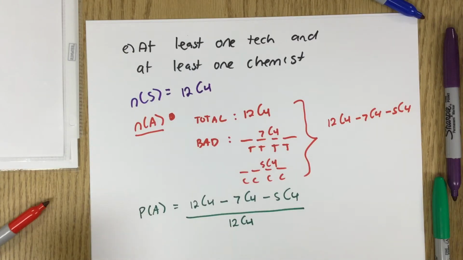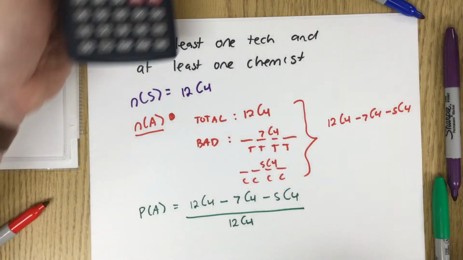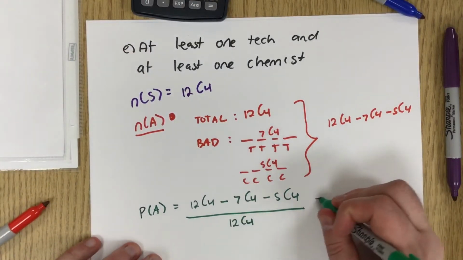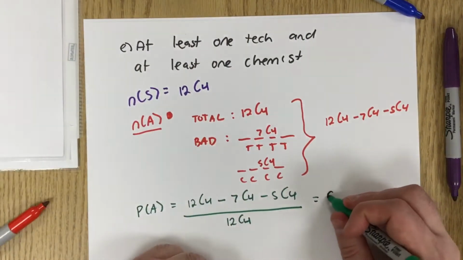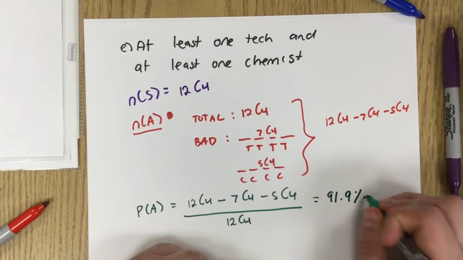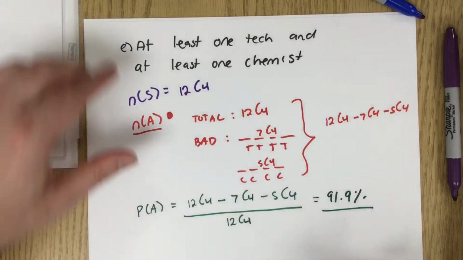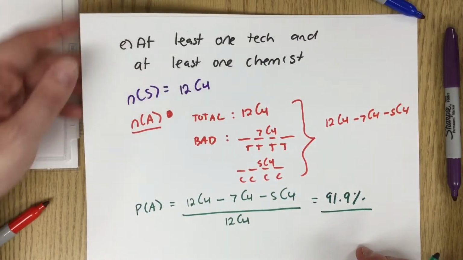Choose 4, divided by... so it should be a little bit less than 92. Yep. And it turns out to be 91.9%. That's the probability of having at least one tech and at least one chemist on the committee.